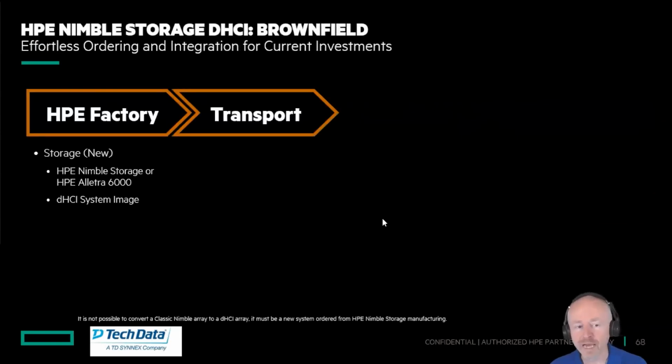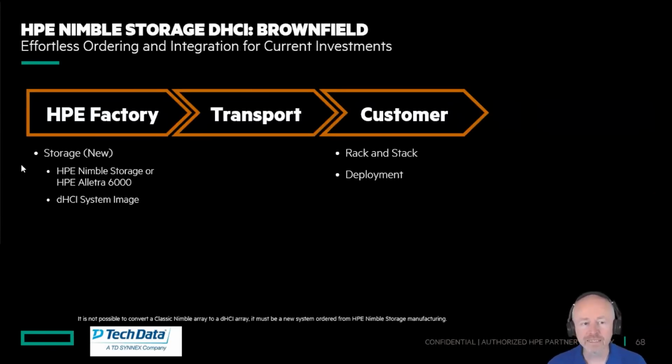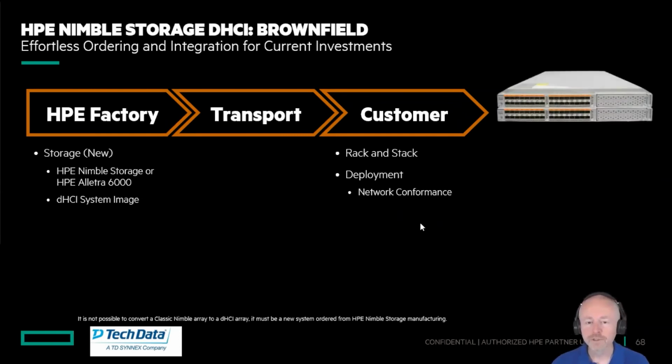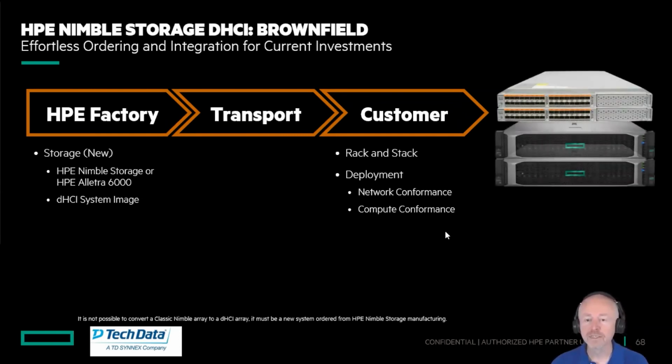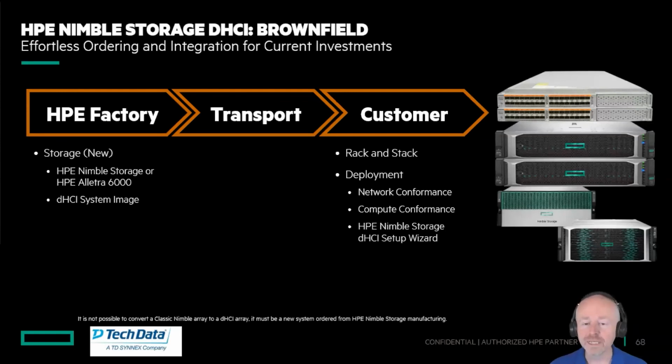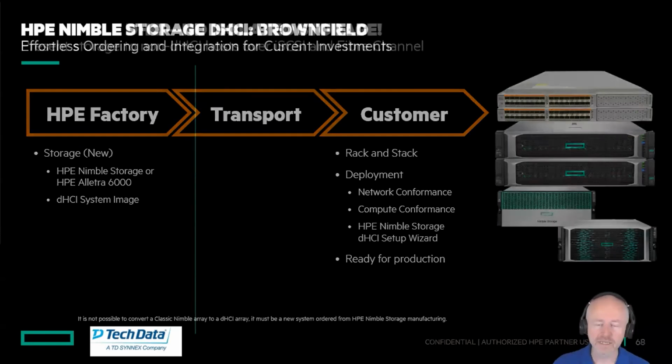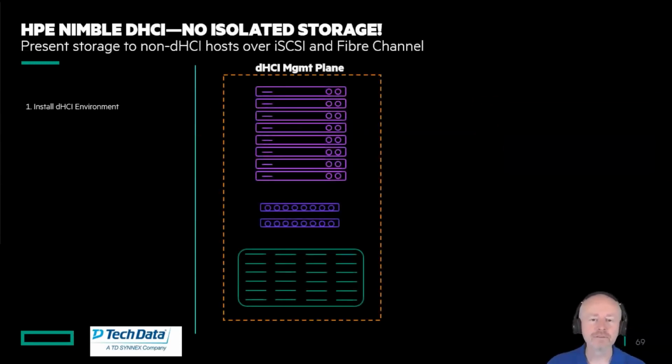Now, of course, with brownfield, we are only going to create the storage system, the Nimble or the Electra array. We're going to ship it, rack and stack it, and deploy the system. But watch out, of course, we need to check the conformance of the network and of the compute, that you are running the right ESXi HPE images. And then we're going to run the setup wizard and then it will be ready for production. Okay, so these are the typical differences, the steps between brownfield and greenfield.